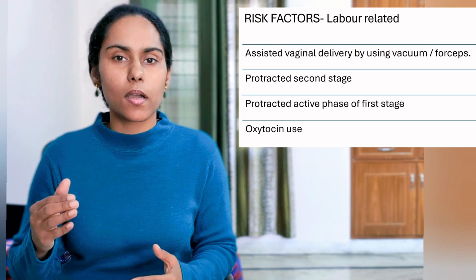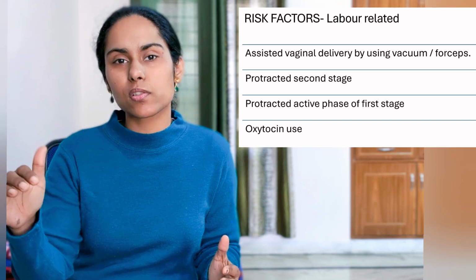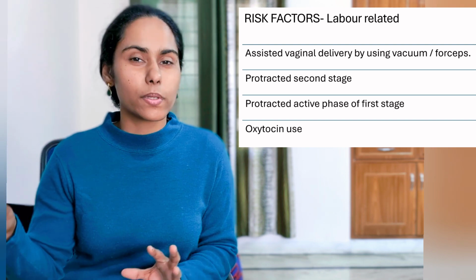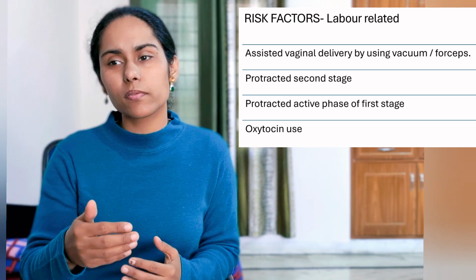And there are various labor related risk factors, such as if we are plotting a graph and we see that the first stage or the second stage of labor has been protracted, there might be a possibility of shoulder dystocia. Also, if we were using oxytocin or other inducing agents, they might be responsible for shoulder dystocia later on. And if we are going for assisted vaginal delivery, such as a vacuum or forceps delivery, applied to the head of the fetus, you can anticipate the shoulder dystocia along with it.